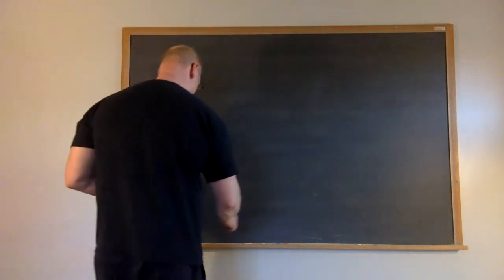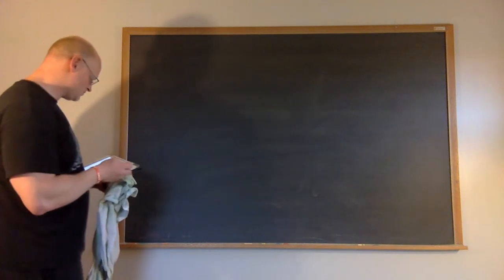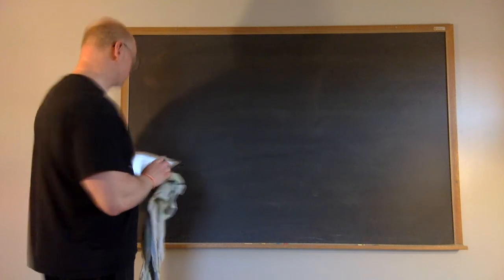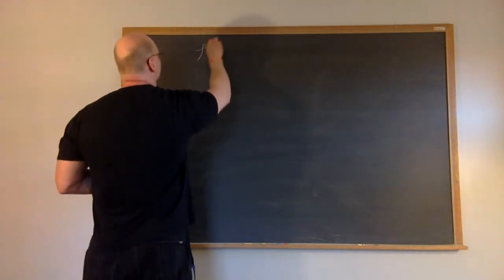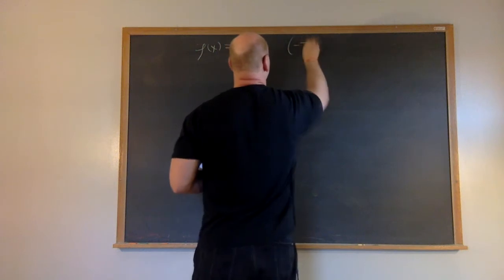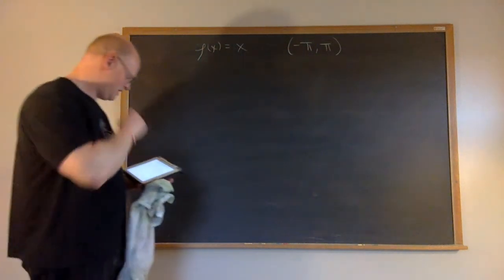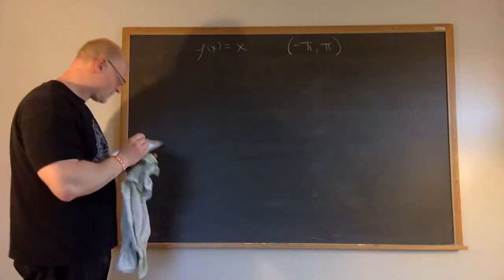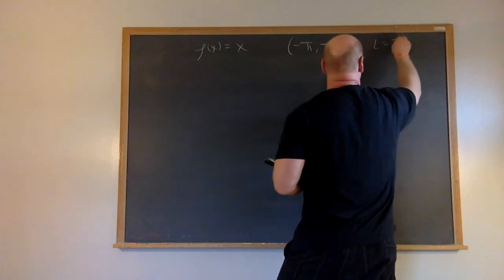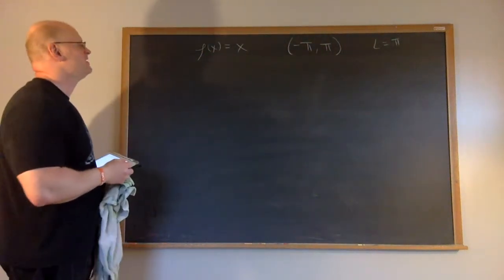So let's look at an example. The example we're going to look at is what's known as a sawtooth wave. We're going to say that our function f of x is simply equal to x over the range of minus pi to pi, which basically means in this case that L is simply equal to pi. Right? So what does this mean?